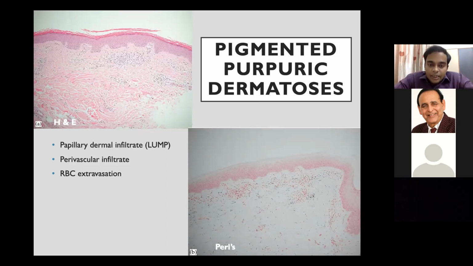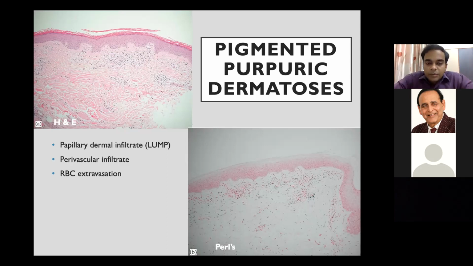There is an acronym mentioned in textbooks, especially Weedon mentions this, which goes by the name of LUMP. So LUMP is the acronymized version of papillary dermal infiltrates in dermatology. L stands for lichen planus and Langerhans histiocytosis. U for urticaria pigmentosa, so mastocytosis can also have it. Then M for mycosis fungoides and P for PPD, pigmented purpuric dermatosis.